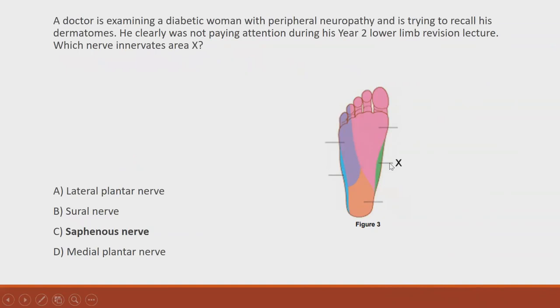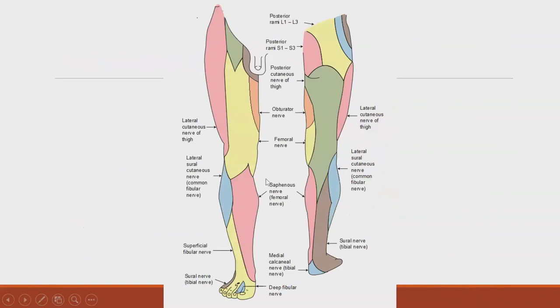And then what would this blue part be? What nerve would that be? Yeah, your sural nerve, exactly. Cool. And again, this image, I've shown this to you guys like 5 times now. It's really important. Please learn it. Also the dermatomal one.